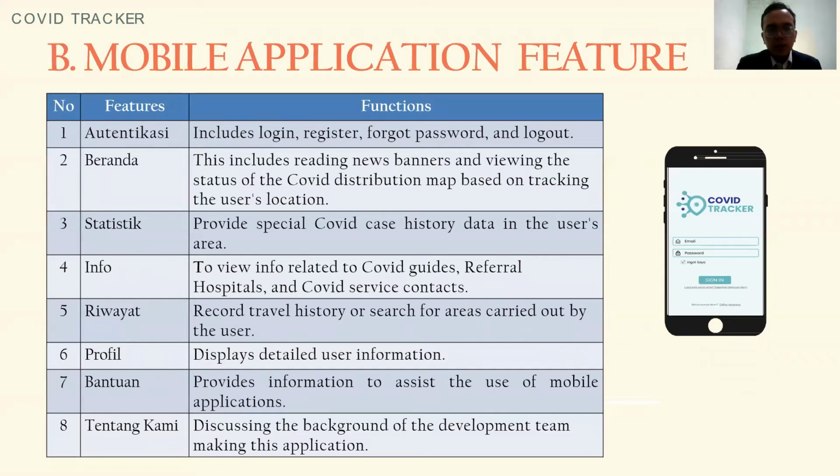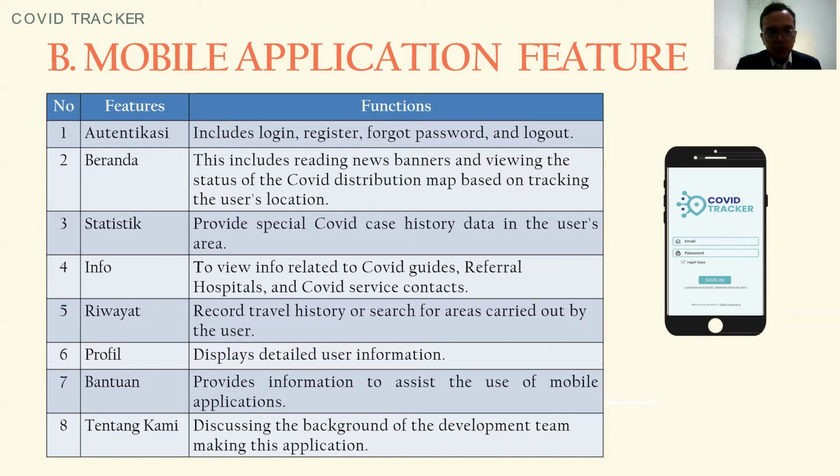The second is mobile application features. There are 8 features in the mobile application. The first is authentication, which includes login, register, forgot password, and logout. Second, Branda. This includes reading news banners and viewing the status of the COVID distribution map based on tracking the user's location. Third, statistic, provides COVID case history data in the user's area.